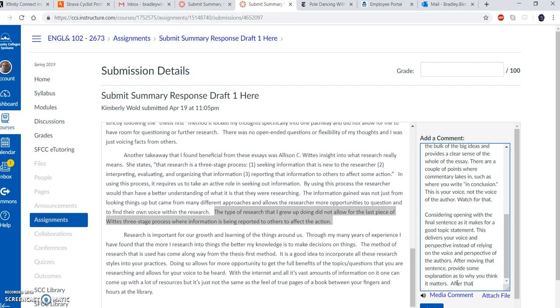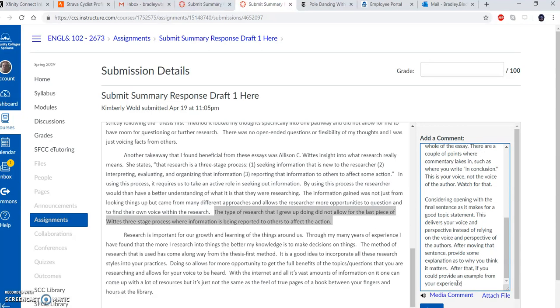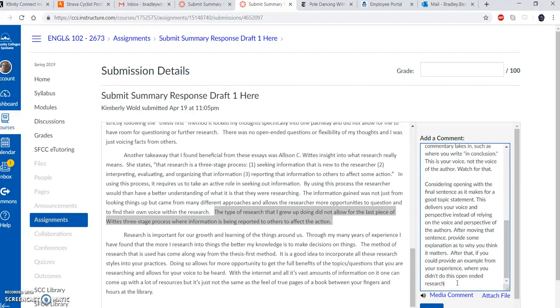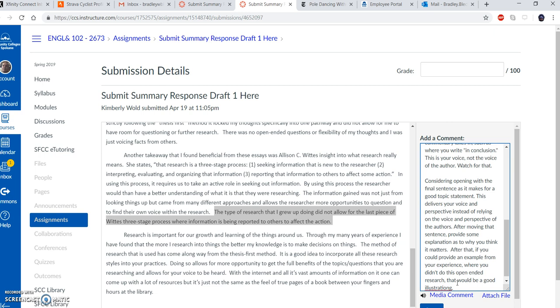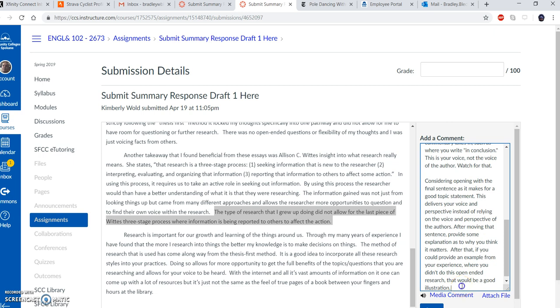So after that, if you could provide an example from your experience where you didn't do this open-ended research, that would be a good illustration. And so then go to the Witt material, however we say it, and don't forget the page number citation there.